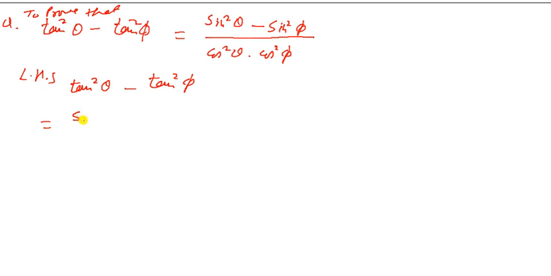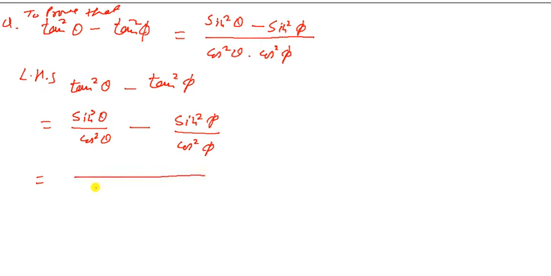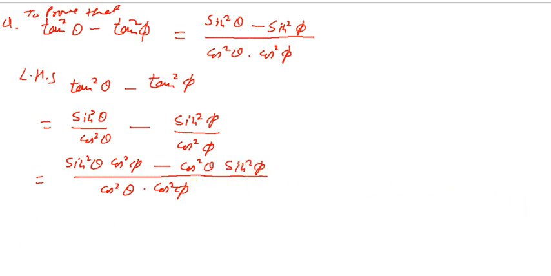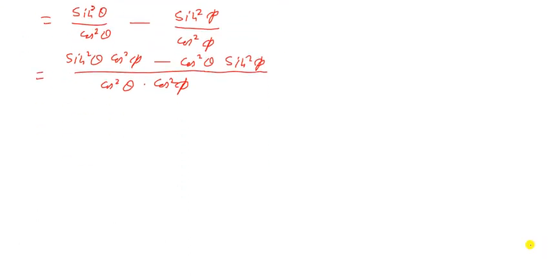So what will happen in this question? Now tan theta is sin theta upon cos theta, so you can write sin square theta upon cos square theta, and minus sin square phi upon cos square phi. Now taking their LCM, the LCM is cos square theta and cos square phi. So here is sin square theta cos square phi minus cos square theta sin square phi. After LCM we can do like this.